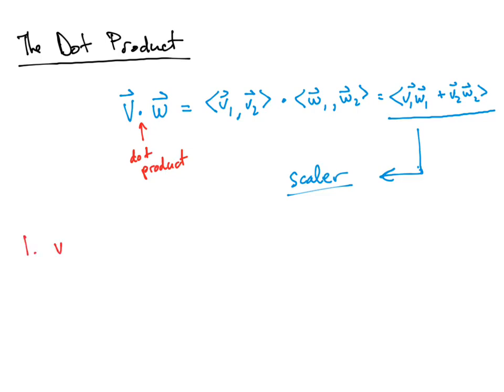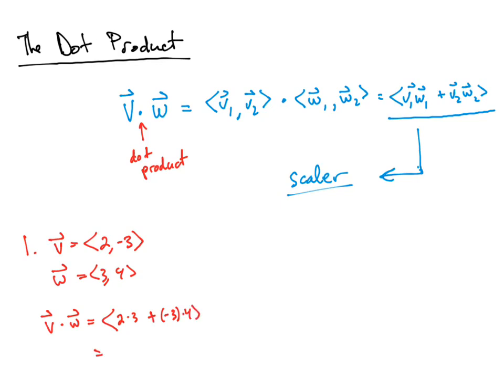So let's say I have vector v is equal to 2 comma negative 3, and vector w is equal to 3 comma 4. And I want to find the dot product, so v dotted with w. What we're going to do is we're going to do 2 times 3 plus negative 3 times 4. What we get is 6 plus negative 12, so we get a value of negative 6 here.